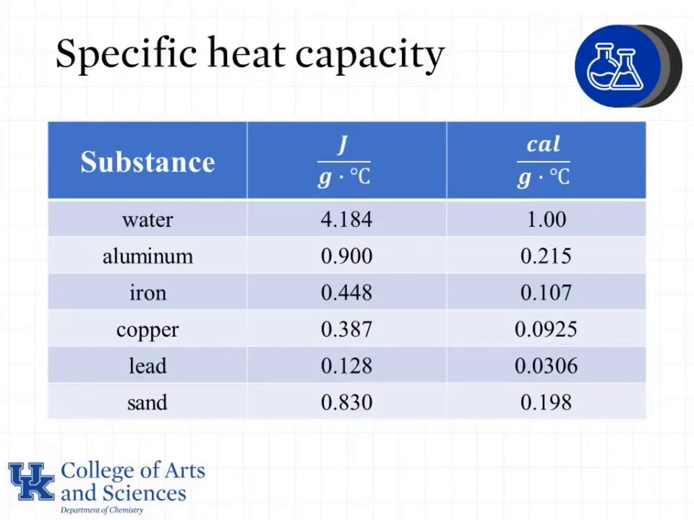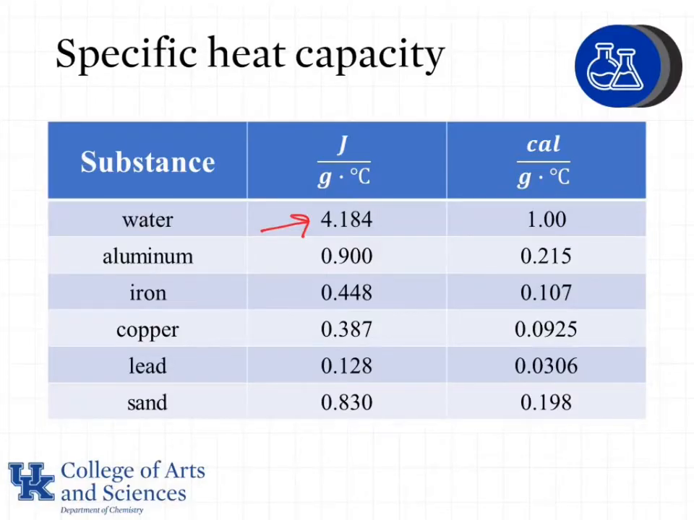Let's look at some of the values of specific heat capacity. So notice we have both sets of units here, joules per gram degree Celsius and calories per gram degree Celsius. It's important to look at the units so when you're doing calculation, you can make sure all of the units are canceling out correctly. Let's look at the example of water.